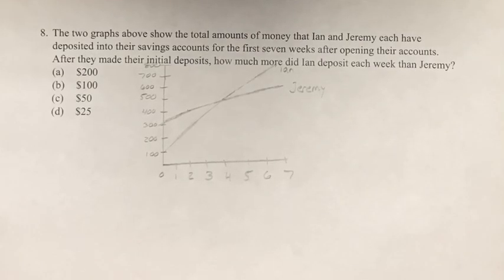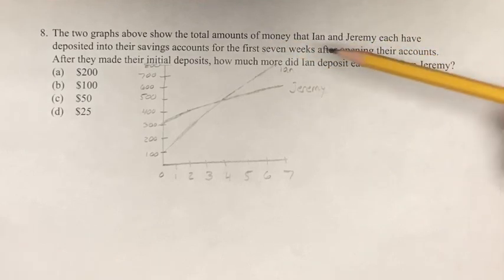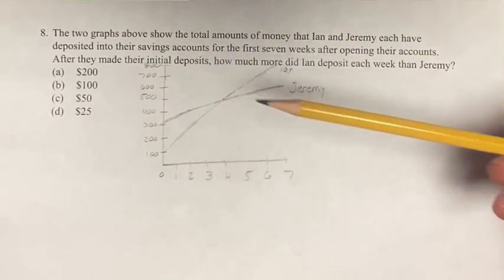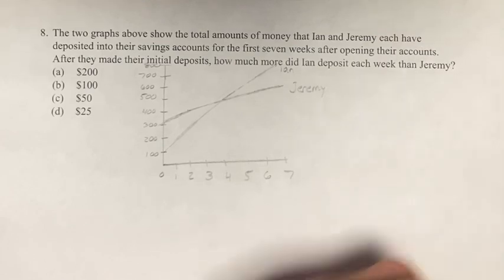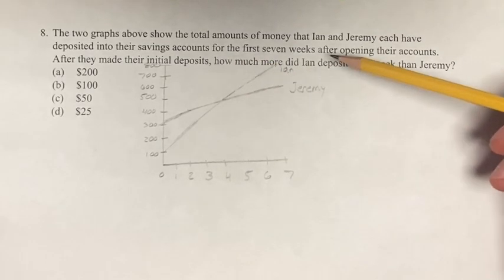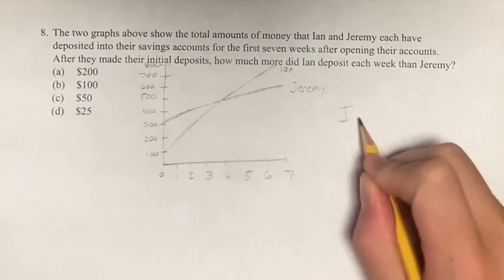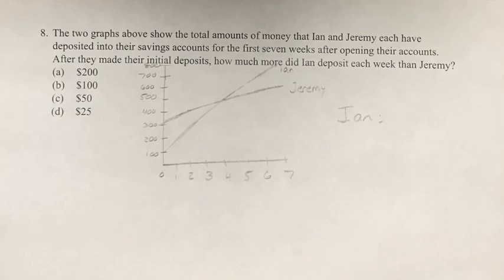In this problem, we're given a graph which shows the total amount of money that Ian and Jeremy each have deposited into their savings accounts for the first 7 weeks after opening their accounts. We're asked after they made their initial deposits, how much more did Ian deposit each week than Jeremy? So looking at how much each one deposited each week, first we can look at Ian.